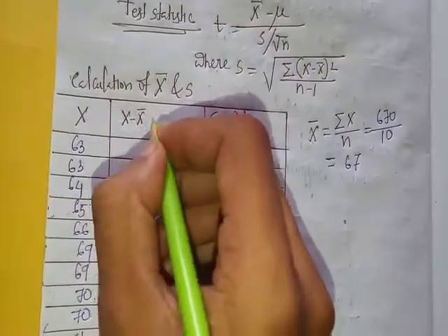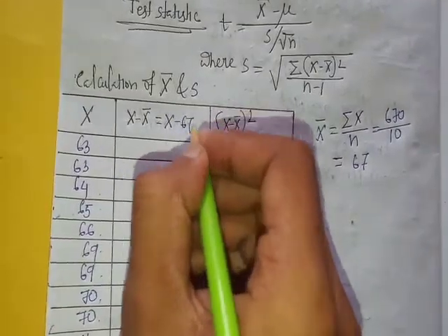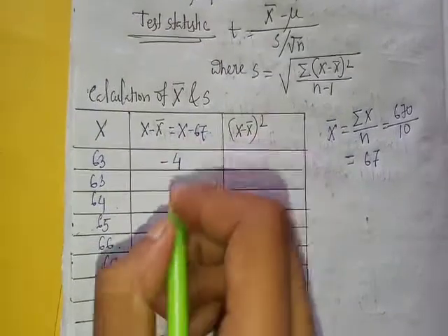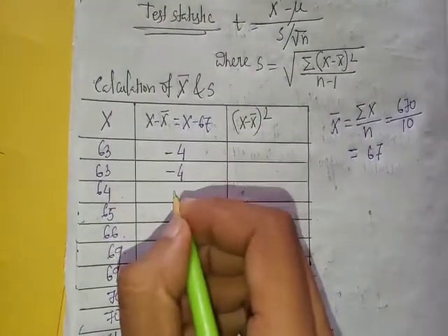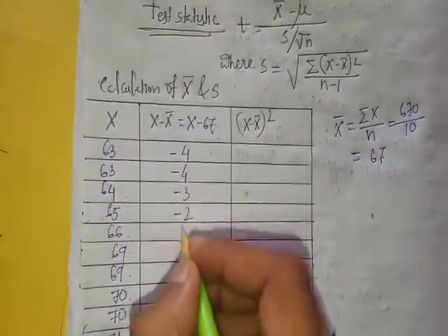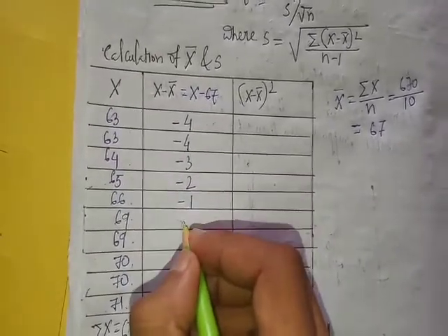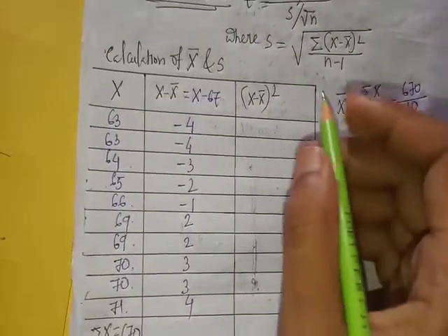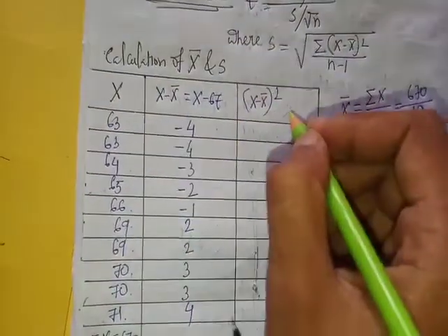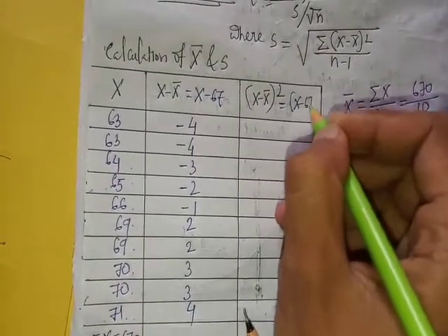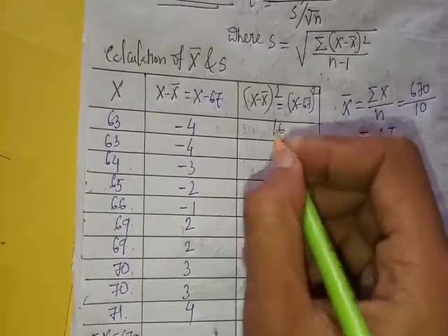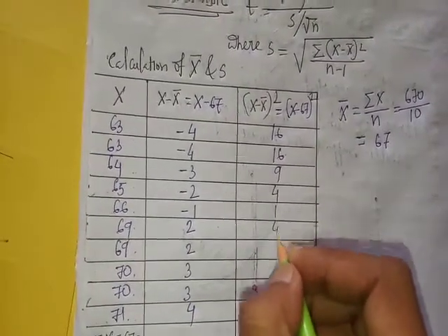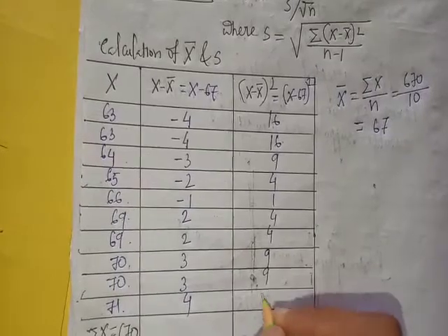That is x minus 67. So 63 minus 67 means minus 4. Similarly, this is also minus 4. This is minus 3, this is minus 2, this is minus 1, 2, 2, 3, 3, 4. X minus x bar whole square means x minus 67 whole square. That is minus 4 square means 16, 16, 9, 4, 1, 4, 4, 9, 9, 16.